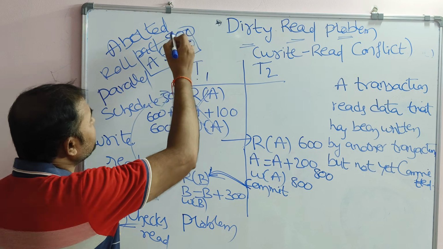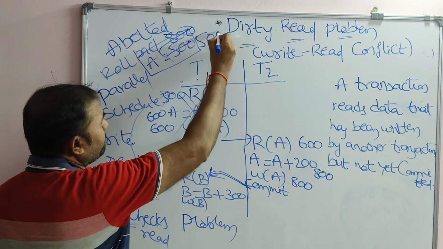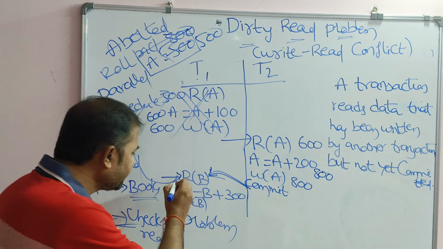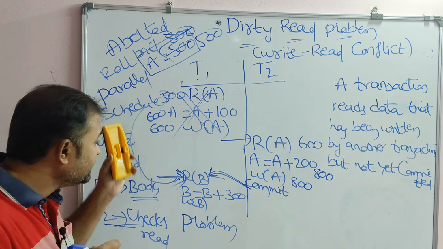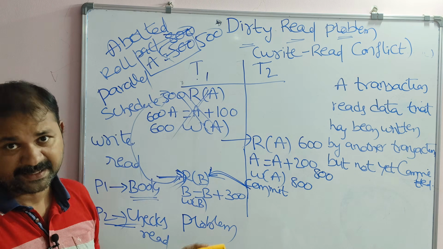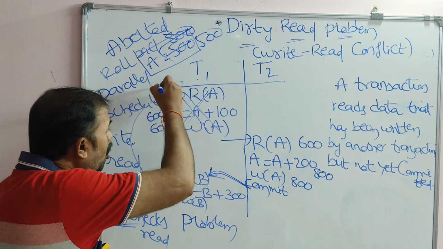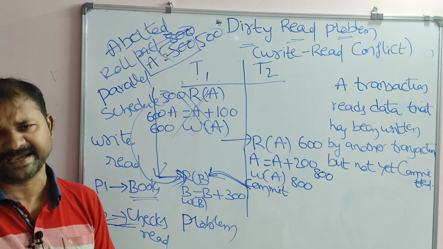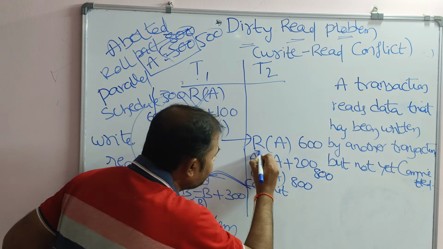So once again, this A value will be changed to 500. Now what is the A value? 500. Why? Because here we got a problem. Whenever we get a problem, this transaction will be aborted and rolled back. Once again, all the instructions of the transaction need to be executed. So now let's see here. What is the A value?